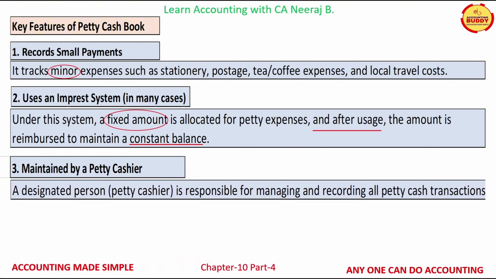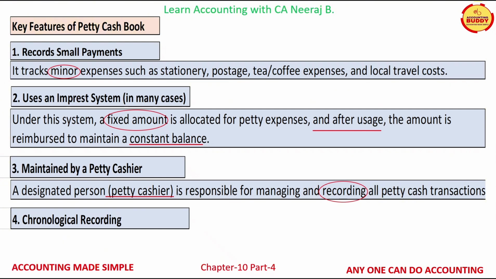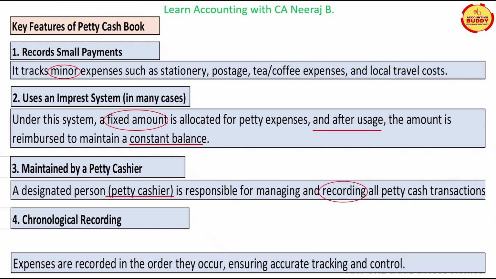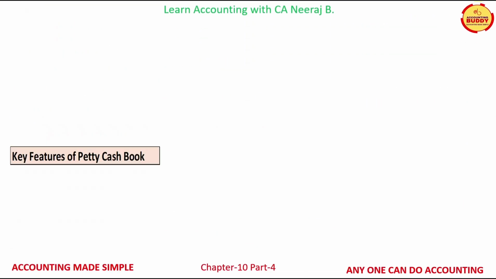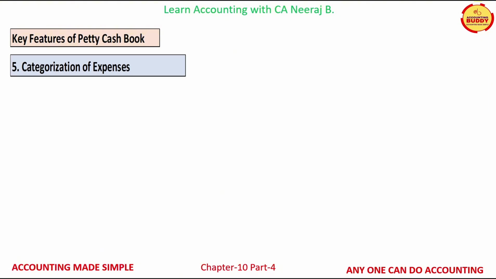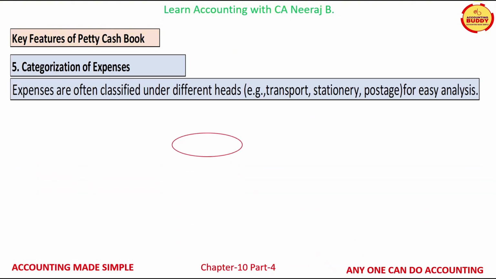Petty cash is maintained by a petty cashier. A designated person called petty cashier is responsible for managing and recording all the petty cash transactions. Under petty cash system, expense transactions are recorded in a chronological order. Expenses are recorded in the order they occur, ensuring accurate tracking and control. Petty cash book categorizes expenses under different heads such as transport, stationery, postage for easy analysis.